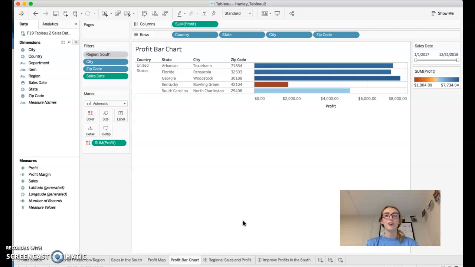Once again, the darker red it is, the lower the profit, and the darker blue it is, the higher the profit. As you can see, Kentucky is significantly behind in profit compared to the other 4 zip codes in this area.